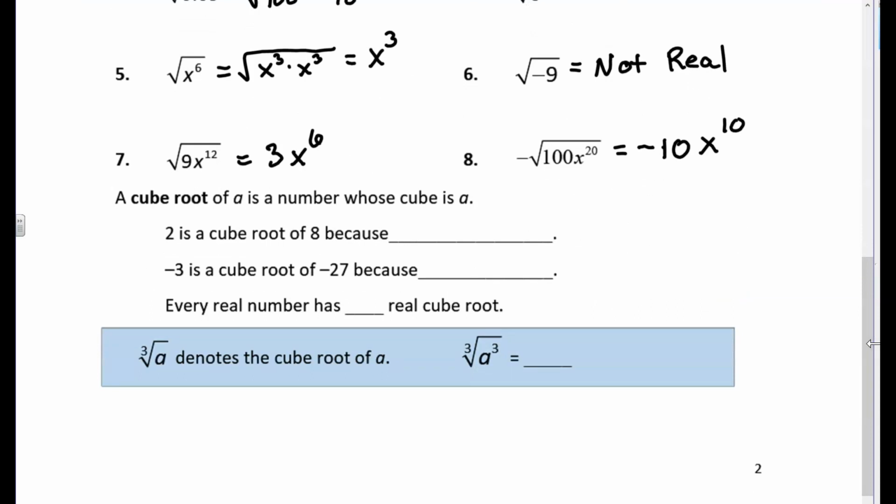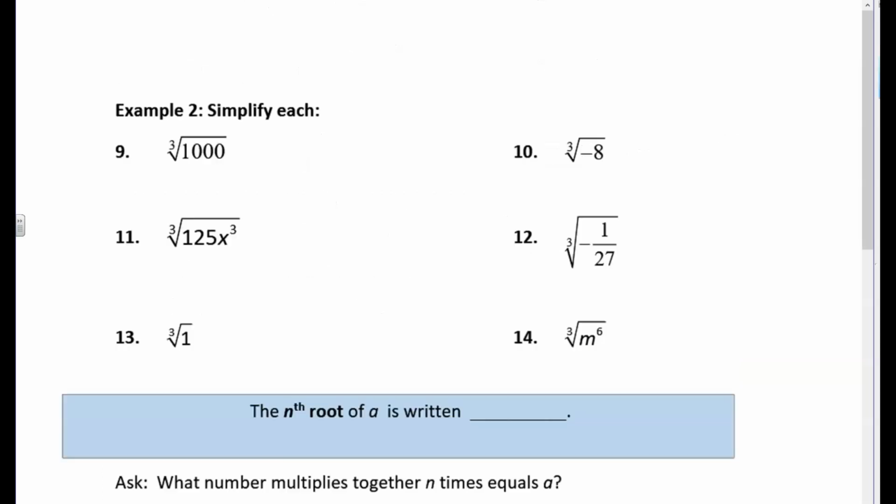2 is considered a cube root of 8 because 2 times 2 times 2, or 2 to the 3rd, equals 8. And negative 3 is the cube root of negative 27 because negative 3 times negative 3 times negative 3, or negative 3 whole quantity cubed, equals negative 27. Every real number has only one real cube root. And the cube root of a denotes the cube root of a. The cube root of a cubed is in fact equal to just plain old a.